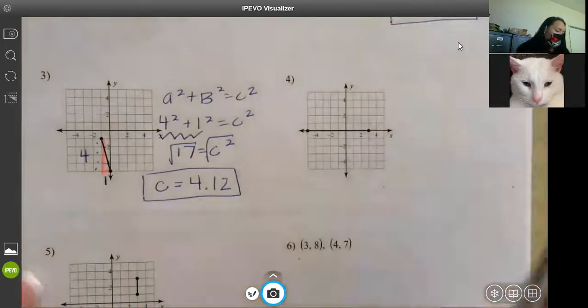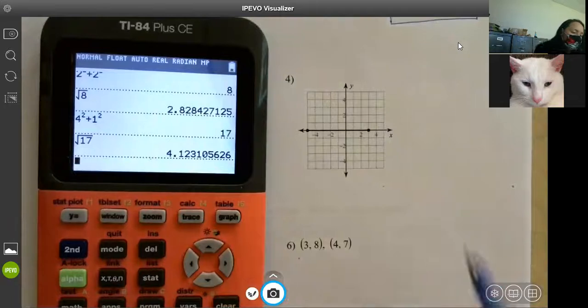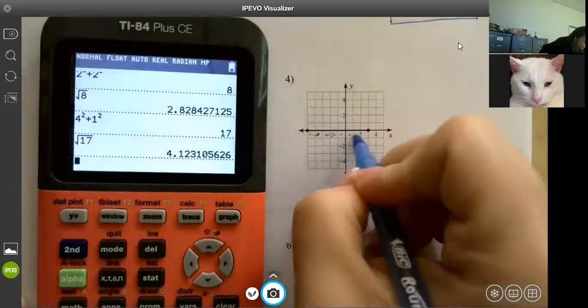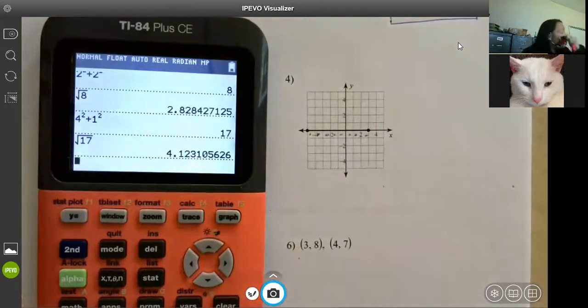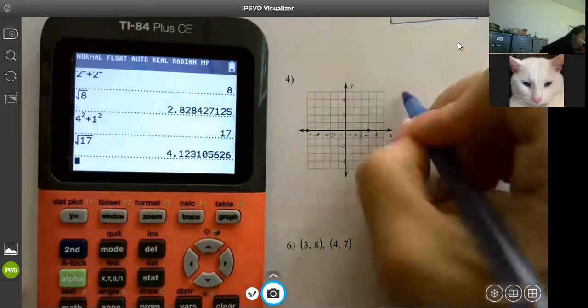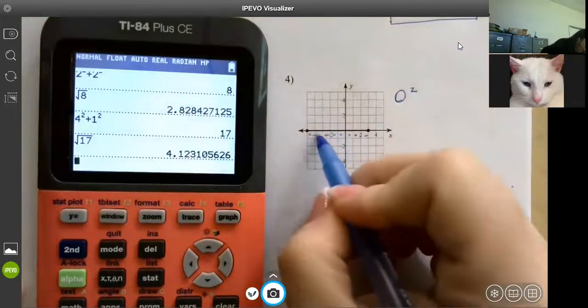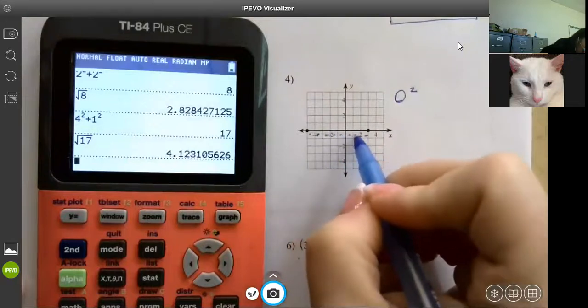Okay, couple more. So this is a horizontal line. You guys can see that. There's no rise, but there is a run. But you don't have to do anything. And I'm going to show you the formula and why you don't have to do anything. All right, so there's no rise. There's a run of 1, 2, 3, 4, 5, 6, 7, 8.